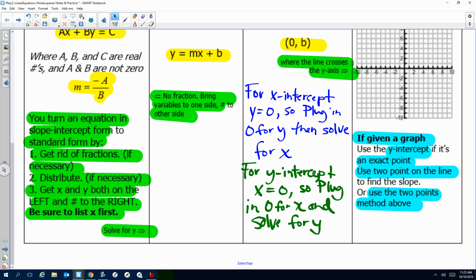I'm going to stamp this packet, and then I'm going to show you what your homework is. The second worksheet that you picked up. So linear equation Windowpane number 2. That is your homework tonight.